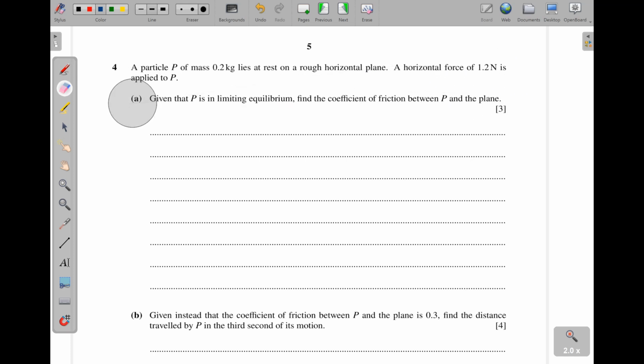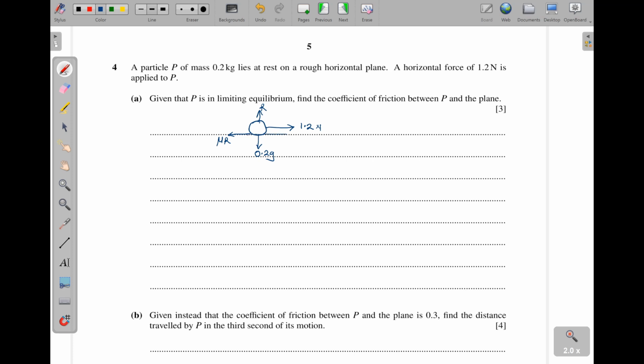Okay. Now, this is a horizontal surface, so I'm going to put my particle here. Then this way we are having a force of 1.2 newtons. And then we have the normal reaction, because it is on a plane. Normal reaction is there when a particle is on a plane. And then there is its weight, which acts vertically downwards, so 0.2 g. And then there is frictional force here, which is mu R.